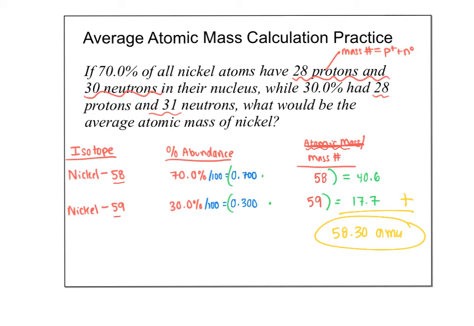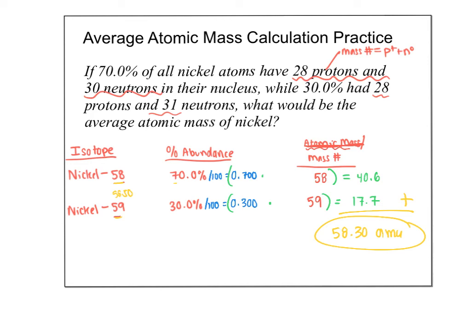Is this answer closer to nickel 58 or nickel 59? Well, if we were right smack dab in the middle, our average would be 58.5, right? That's halfway between 58 and 59, would be 58.5. Why do you think this answer, 58.3, is closer to nickel 58 instead of nickel 59?